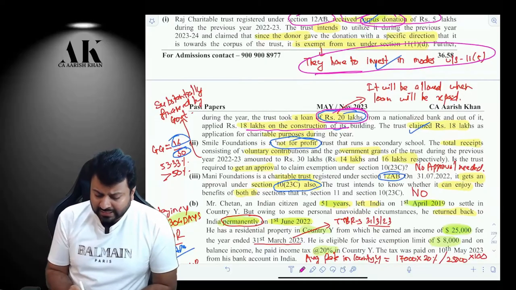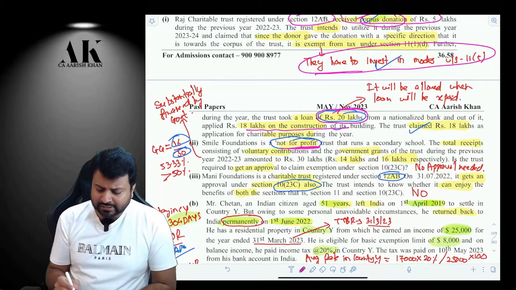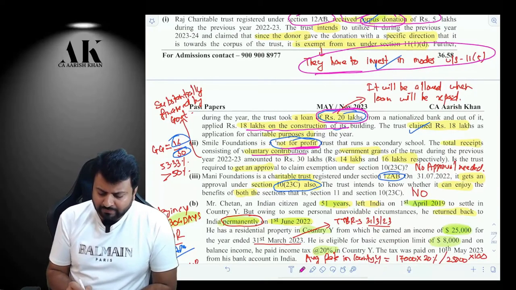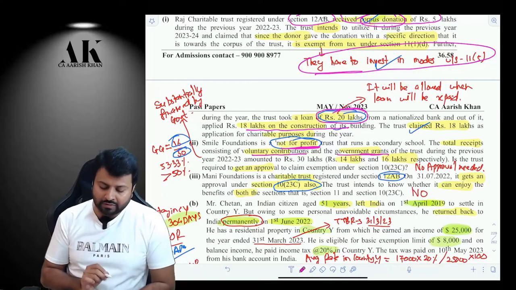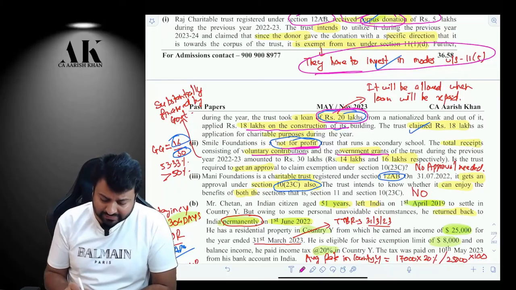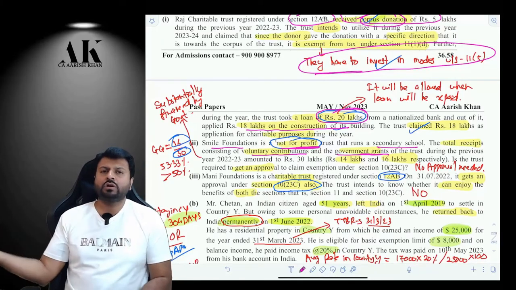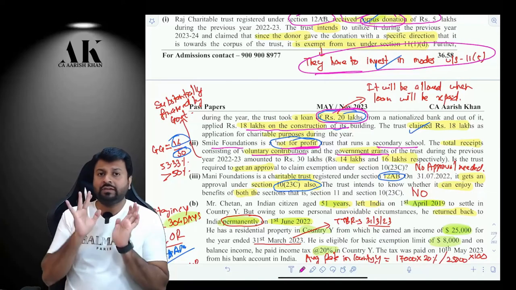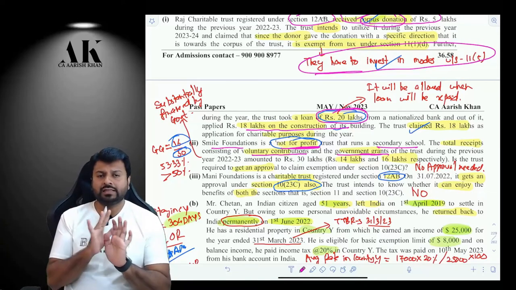Next question is, there are some not-for-profit institutions which are receiving donation from the public and also government grant. There is some not-for-profit organization like a school, for example Smile Foundation, which is receiving donation from the public and also from the government. Now, if it is substantially financed by government, then the income is exempt.